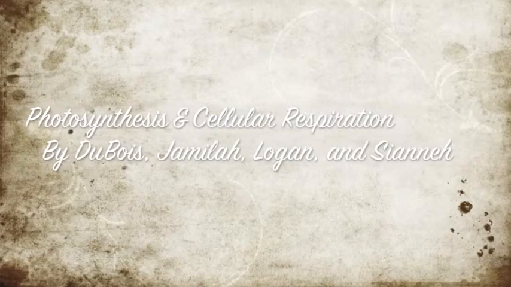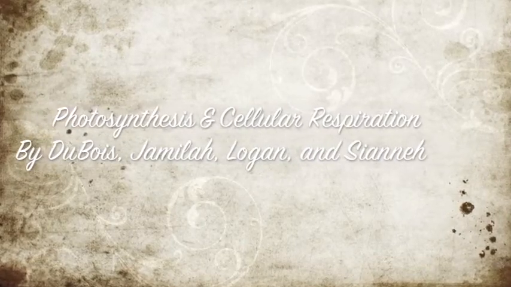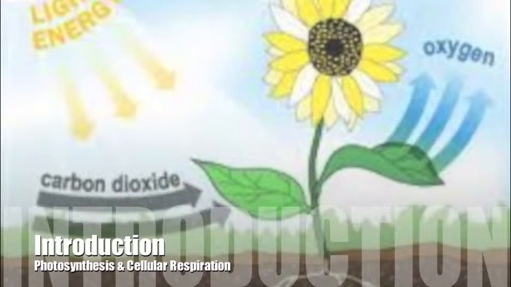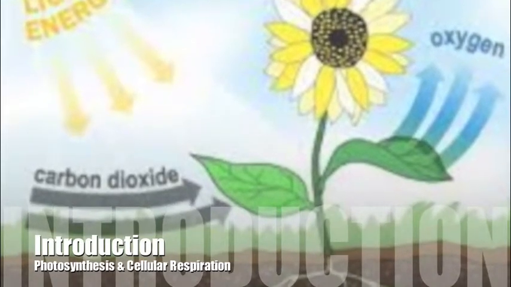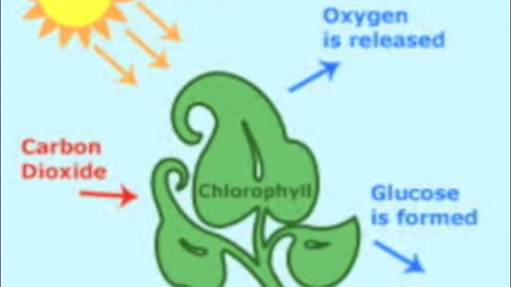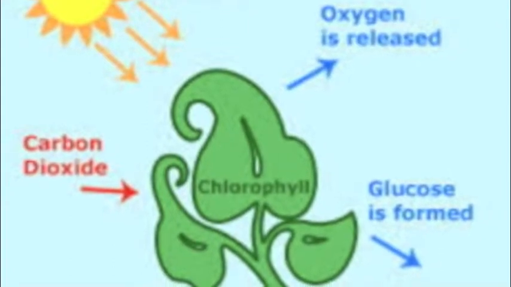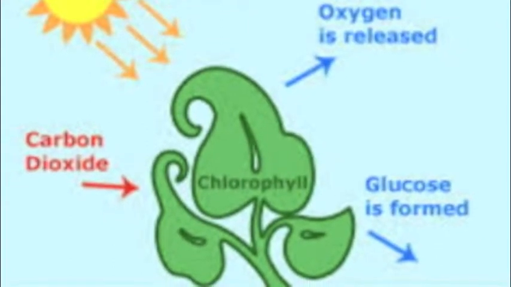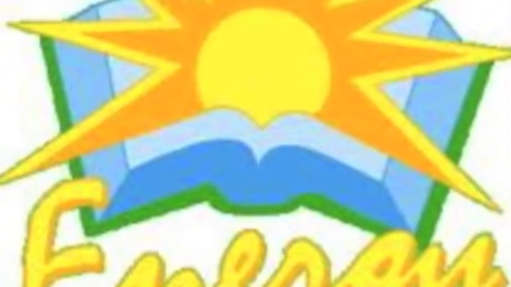Hey everyone! Today we're going to be talking about the process of photosynthesis and cellular respiration. Let's start with photosynthesis. Photosynthesis is when a plant takes energy from the sun and stores it in the chemical bonds of glucose, a simple sugar. Photosynthesis is the process that plants use to produce their own energy.